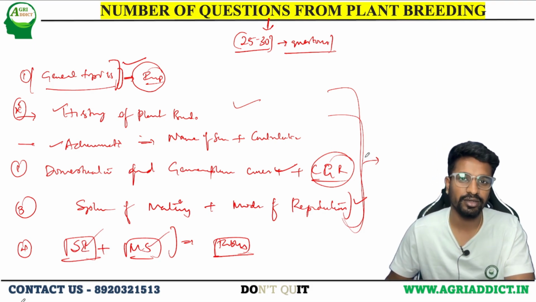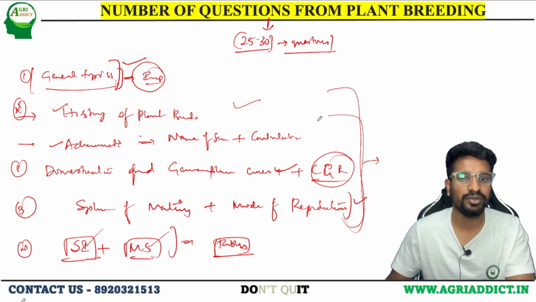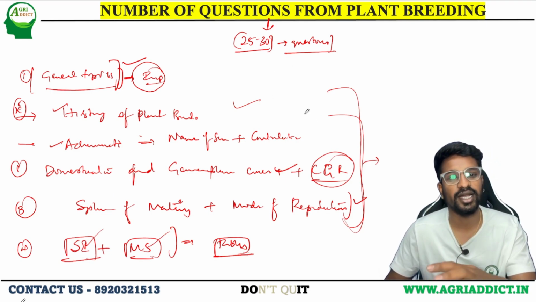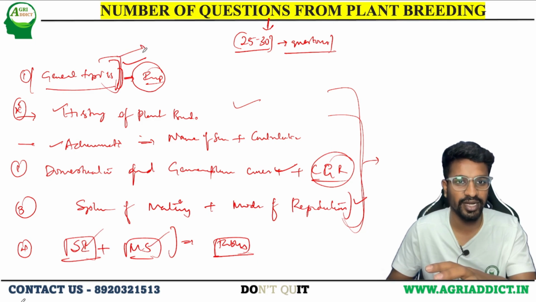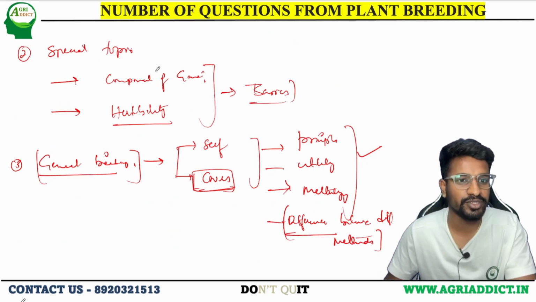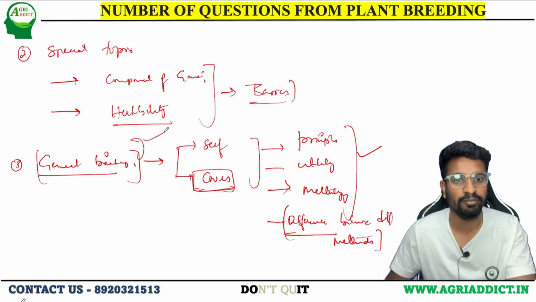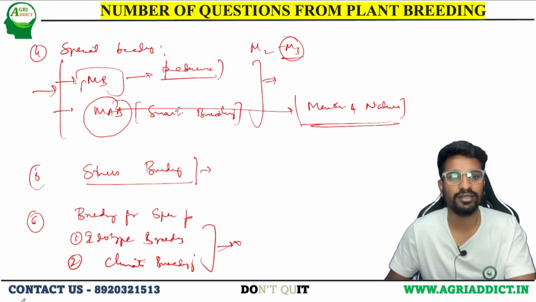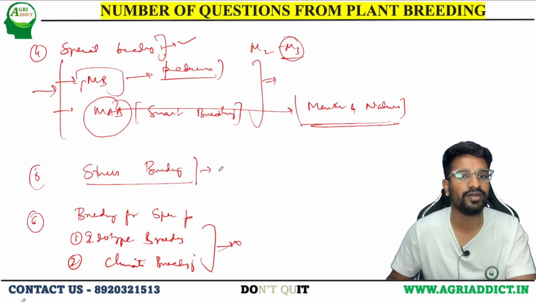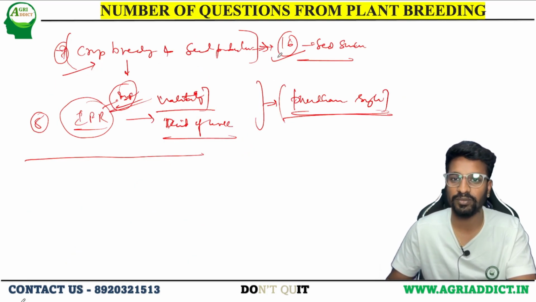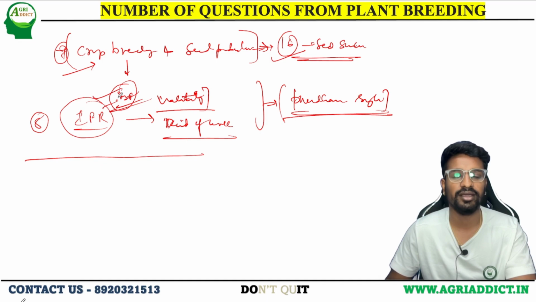So I would recommend, for a 2 months strategy, just follow this and try to keep it minimum, and just try to cover the general topics in depth. And after covering the general topics, go for the general breeding methods in a bit more depth, and next special breeding methods at elemental level, and the stress breeding methods at elemental level, and crop breeding and seed production from the seed science classes, and the IPR in depth.